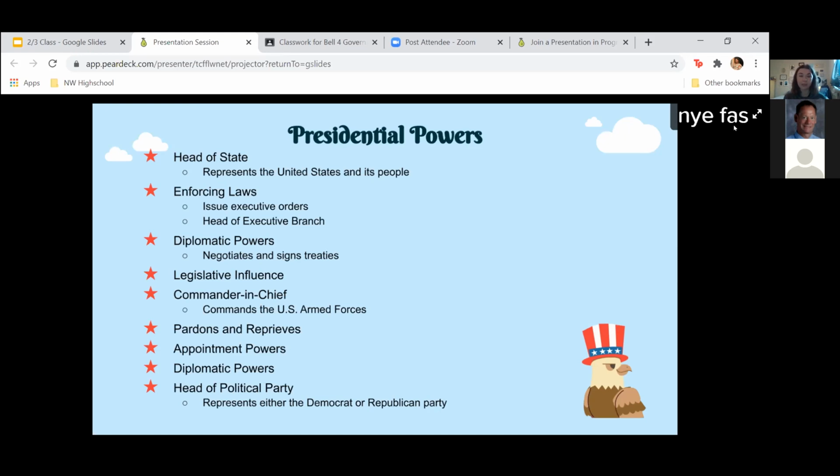So you guys looked at the president being the head of state. You got to see how the president in the modern day represents the United States and the people who live in the United States. With the advancement of technology, that has super changed. The connection that we have to the president is ever changing.